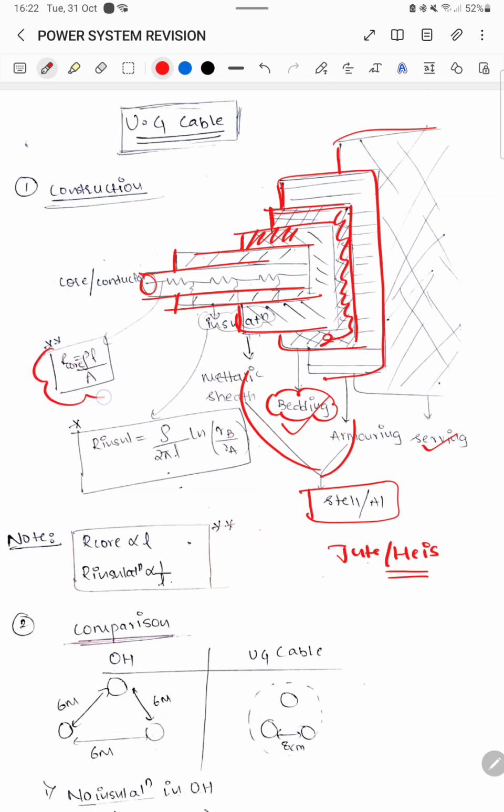So resistance of core is what we have learned from childhood, that is rho L by A, and resistance of insulation is rho upon 2 pi L ln Ra upon Rb, where Ra is the far distance and Rb is the near distance. So one thing to observe here is that resistance of core is directly proportional to length, and resistance of insulation is inversely proportional to length.